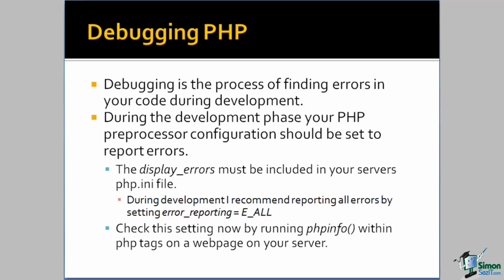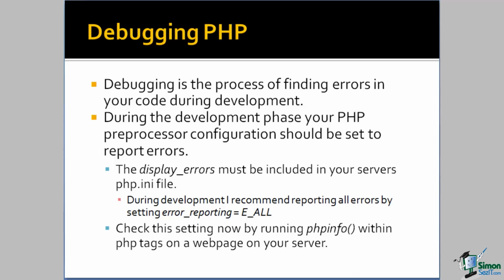And most importantly, we need to see which errors, if any, the PHP preprocessor is throwing during the execution of the code. Now, on a development server, we would want to ensure that the display errors configuration setting in the PHP ini file is set to true, and that the error reporting is set to report all errors. You can check this setting on your development server using the phpinfo call. This is going to dump all of the configuration settings of the PHP preprocessor.